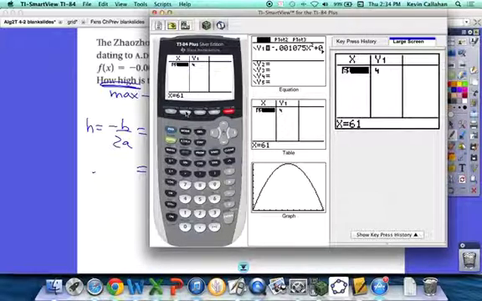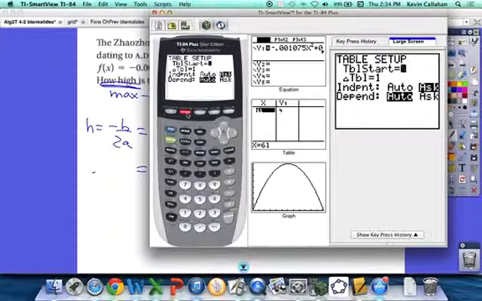Second window, right? And so set on, this is the x coordinate. Set it to ask so that when you go to the table, you could put in the x value that you want, right? If you don't do that, there's other ways to find that. I mean, you could just plug it in and see what you get.